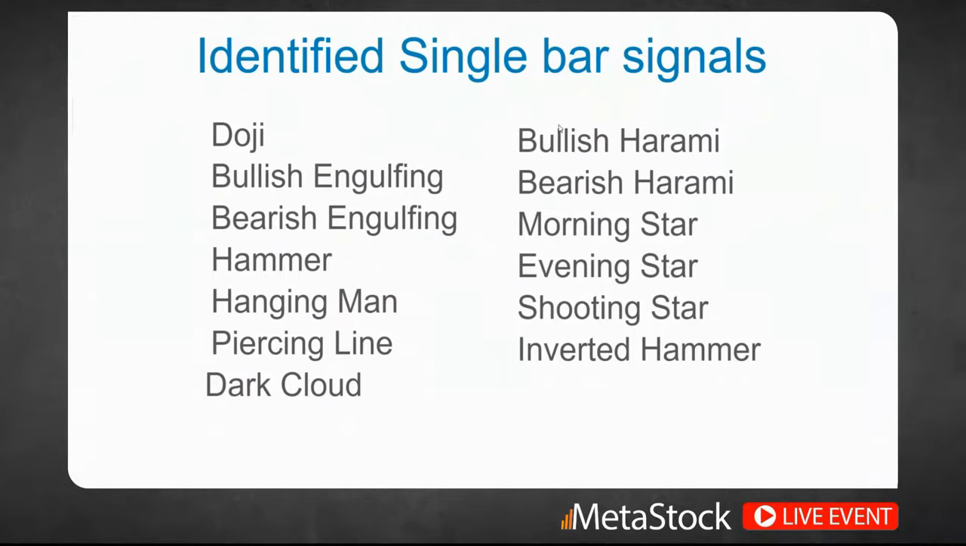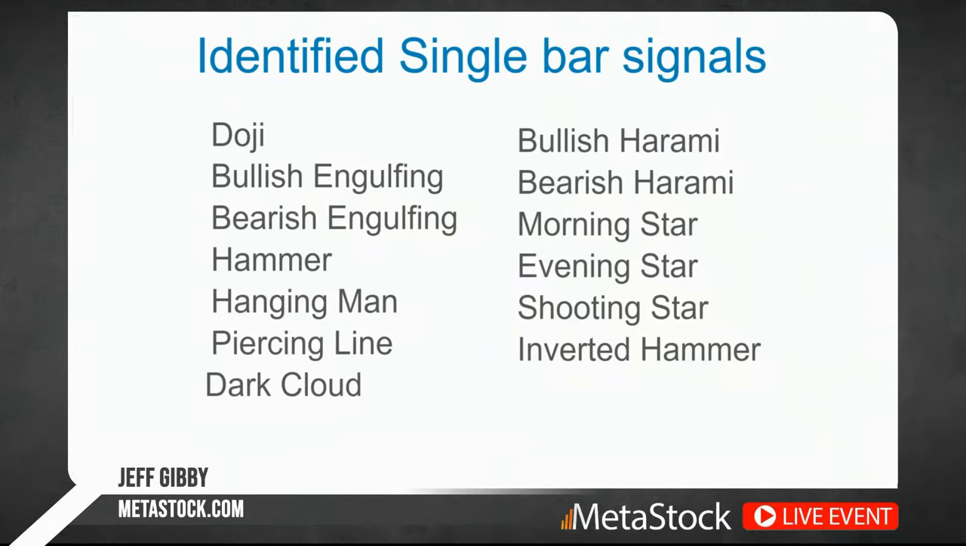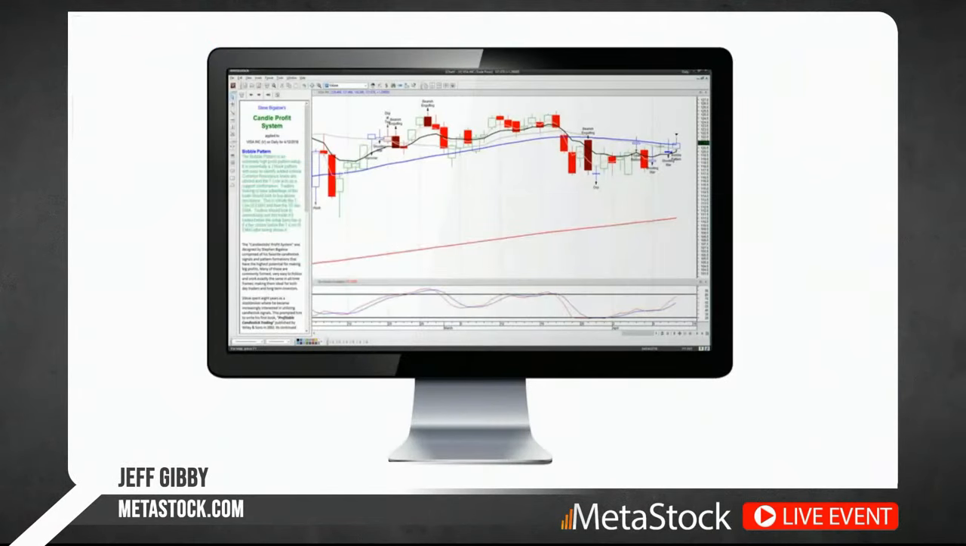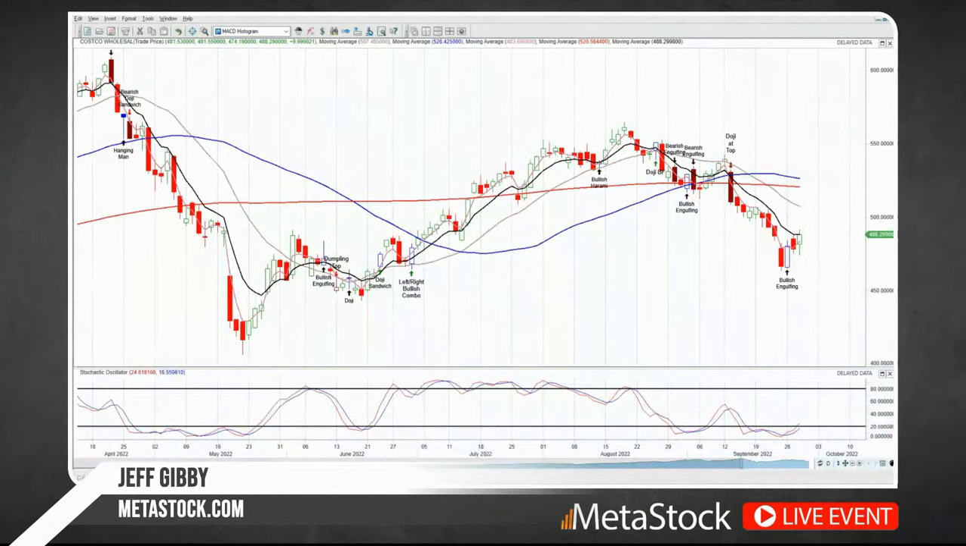In addition to that, we've got several of the single day patterns you talked about, like the doji, the bullish engulfing, the hammer. Those are all displayed there. To give a visual of how that looks, I want to show you a chart with the analytics attached to it. This is a chart of Costco. I like to trade Costco. But what you'll see is all these patterns are identified.